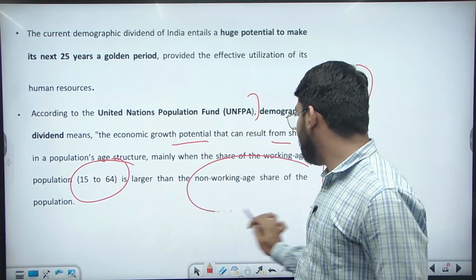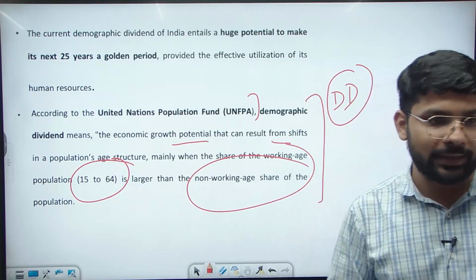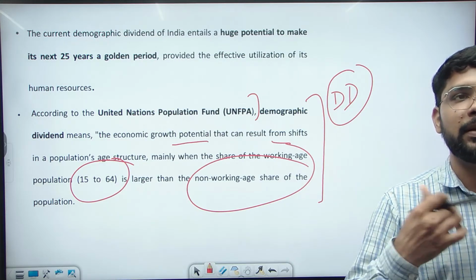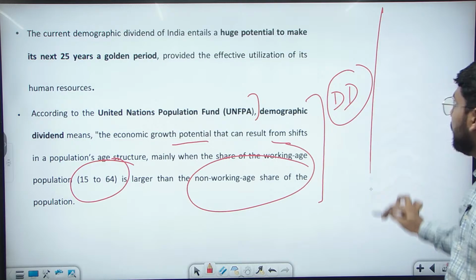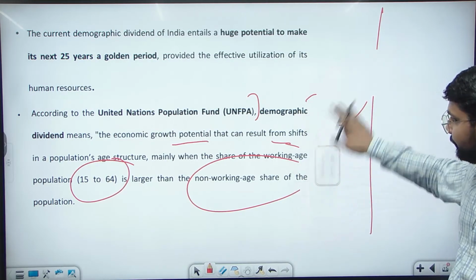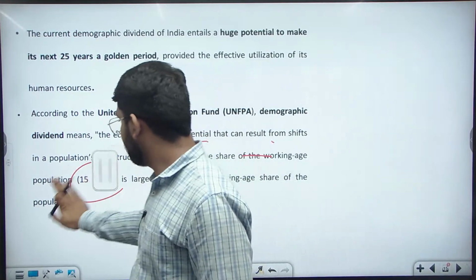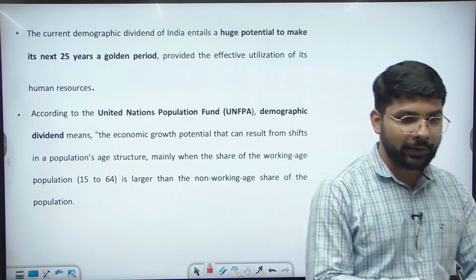When the non-working age share is less in the country, means the aged population is less in the country and the working population is higher in the country. That means the highest demographic dividend. So in the demographic dividend, what is the stage in India? India का क्या stage है? Yes, India is having the youngest population in the country now.